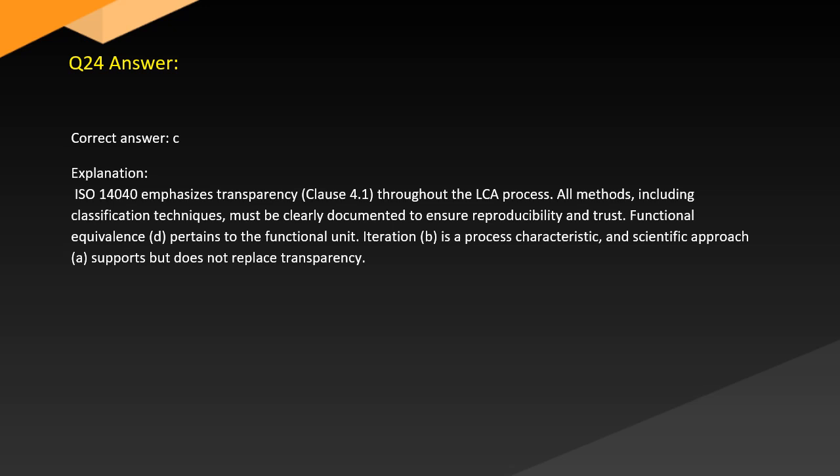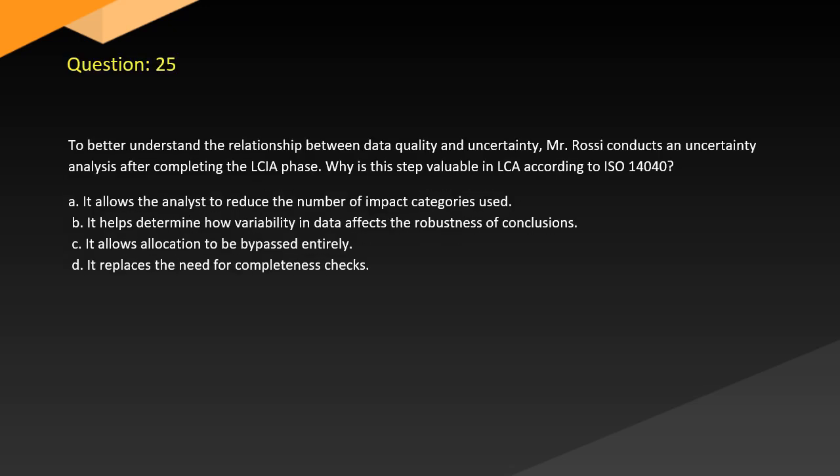transparency. Question 25. To better understand the relationship between data quality and uncertainty, Rossi conducts an uncertainty analysis after completing the LCI phase. Why is this step valuable in LCA according to ISO 14040? A. It allows the analyst to reduce the number of impact categories used. B. It helps determine how variability in data affects the robustness of conclusions. C. It allows allocation to be bypassed entirely. D. It replaces the need for completeness checks.